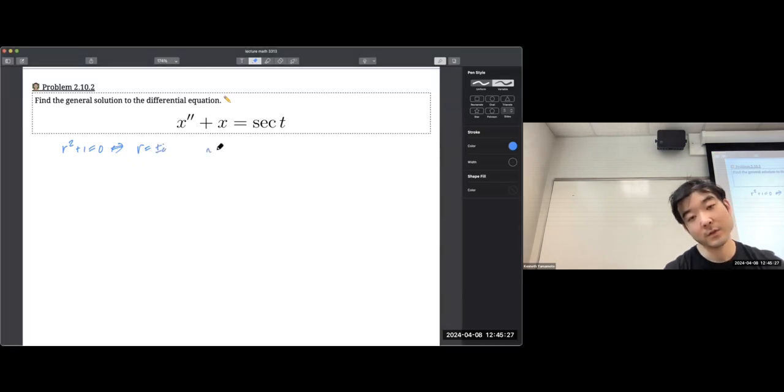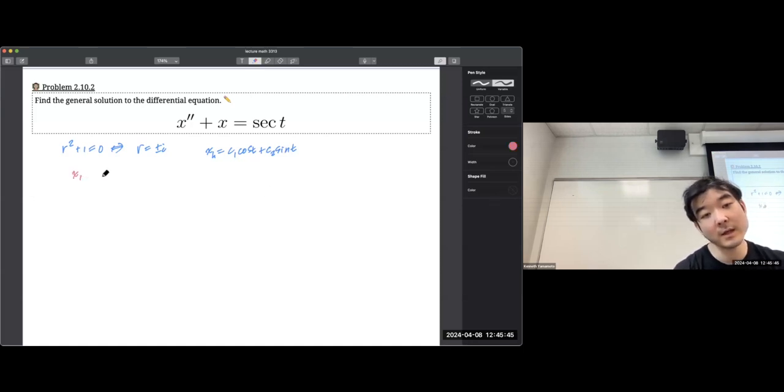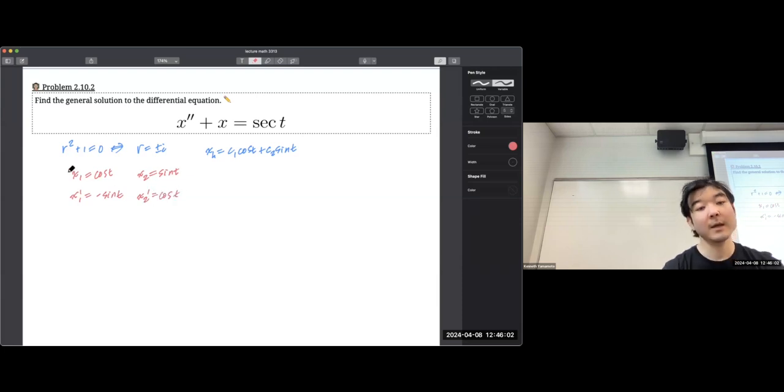And therefore, your homogeneous solution is equal to C1 cosine of t plus C2 sine of t. And then what do we do? We just list the x1 is equal to cosine of t. Your x2 is your second homogeneous solution, which is sine of t. Your x1 prime is just the derivative of cosine, it's negative sine of t. Your x2 prime is your cosine of t, okay?